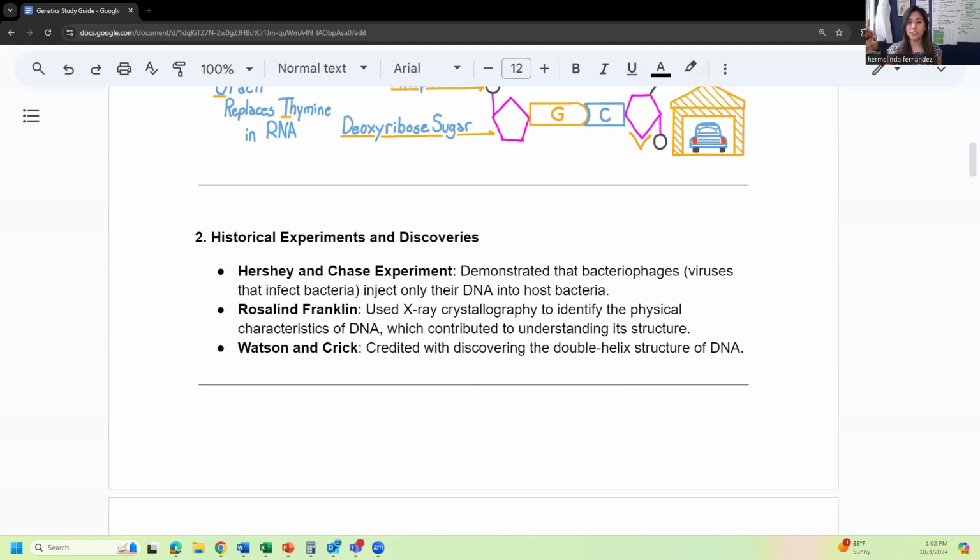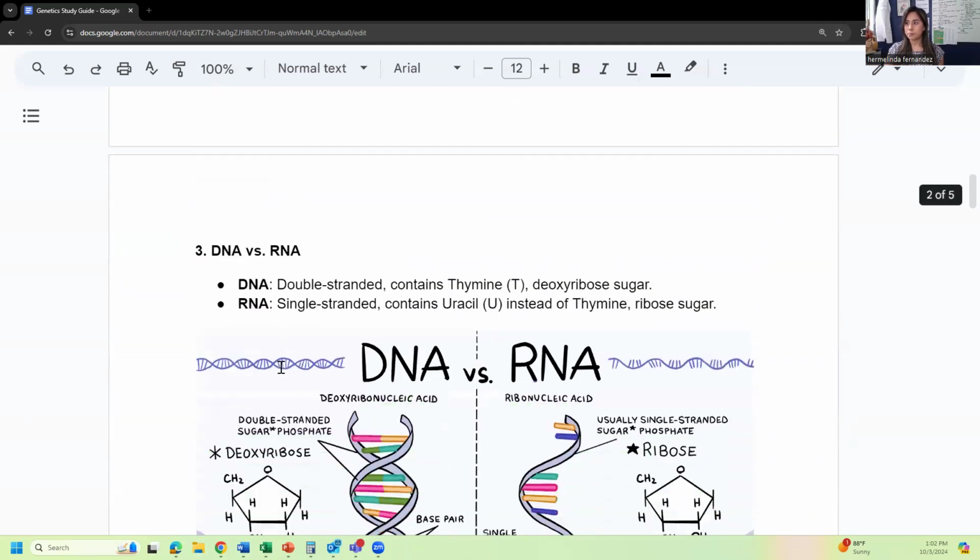Then we have Watson and Crick. These 2 people are credited with discovering the double helix structure. They were the first people to create that model of what DNA looks like, okay? So a good representation of that genetic material.